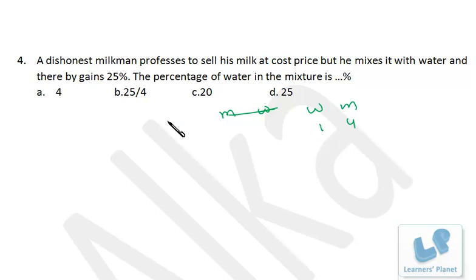Getting my point? Profit is 25%. That means while he is selling 5 liters, 4 liters is milk and just 1 liter is water. So out of 5 liters, 1 liter is water. That means water is 20%. As simple as that, right?